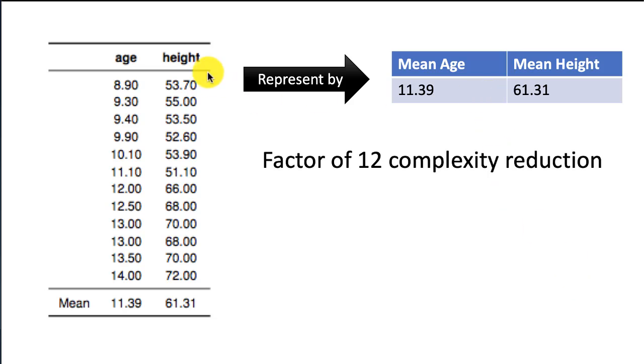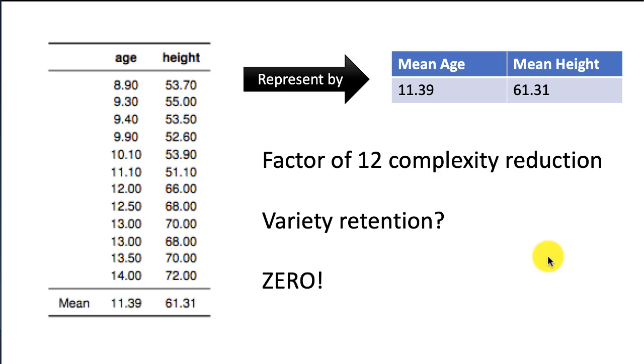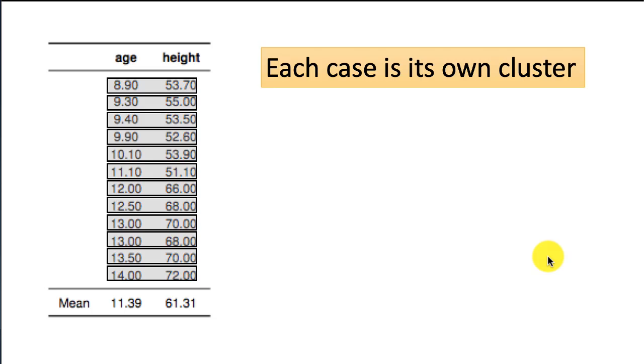It's a fantastic reduction in complexity from 12 all the way down to 1, right? Instead of dealing with 12 different people, you deal with all of them as if they're of the same type. So there's a factor of 12 reduction in complexity, but of course there is no variety retention at all. Because there is variety here. There is variety in age, there is variety in height. We're not retaining any of that. We're saying I'm going to treat all of them as this age and all of them as that height. So that's the problem. There is no variety retention. Variety retention happens to be 0.